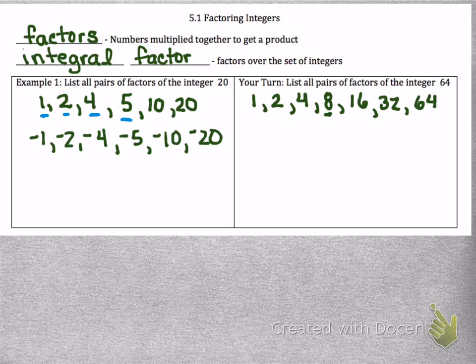I could check 9, 10, 11, 12, 13, 14, 15. None of those work. And then the next integer would be 16. And so I know I have all my positive factors of 64. Now again, if we're listing the integral factors, I want to then go through and list the opposites of those positive factors.